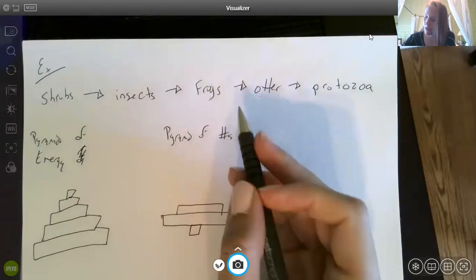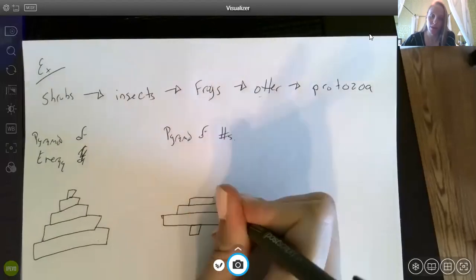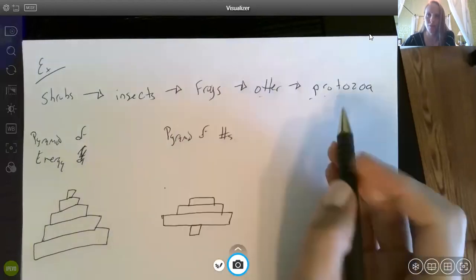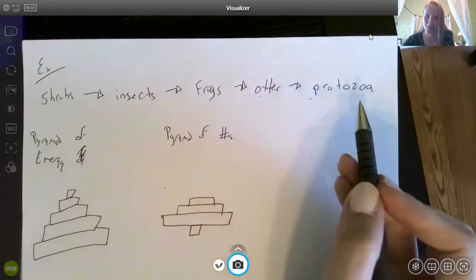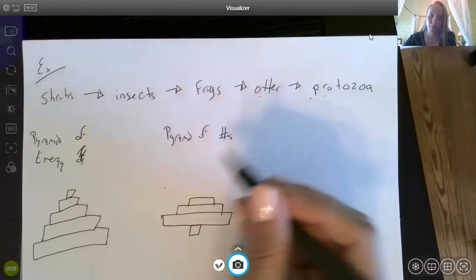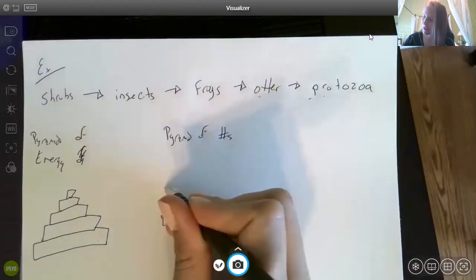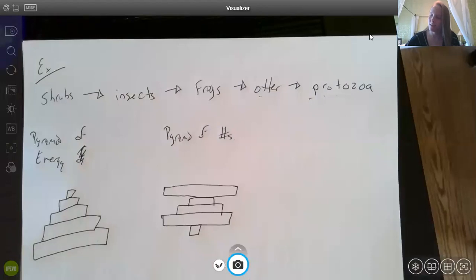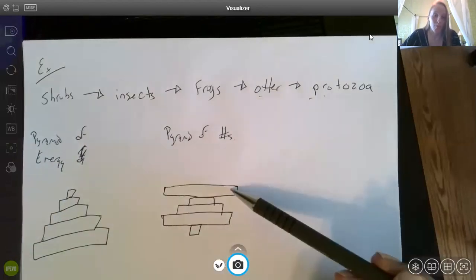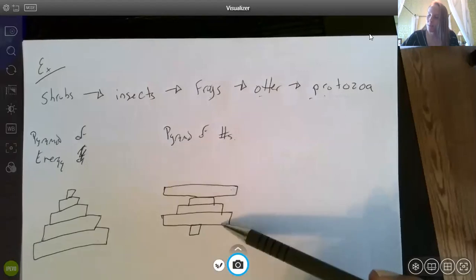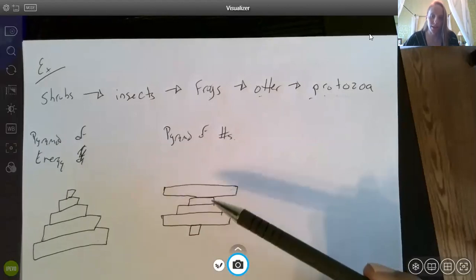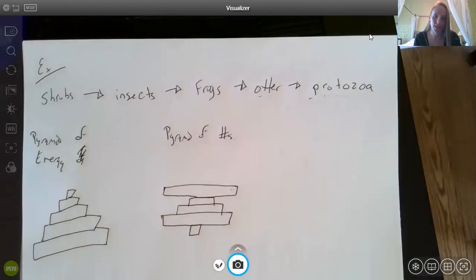Otters are larger than frogs, so they get a smaller box. But then protozoa are smaller than otters, so they get a bigger box. Again, the smaller something is, the bigger its box. The protozoa parasites are very tiny, therefore they get a larger box. So that might be the pyramid of numbers. It doesn't really matter how large the protozoa box is compared to the insect box. We're really just comparing the things directly above or below the boxes when we're talking about this sort of thing.